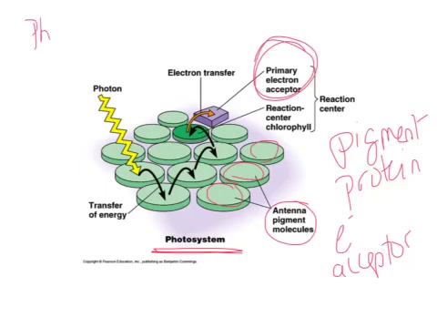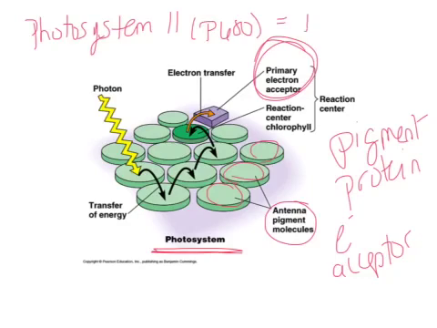I've got what's called photosystem 2. And yes, I know I'm out of order here. Photosystem 2, which is sometimes called P680. We won't really refer to it as that. You may see me abbreviate it, though, as photosystem 2. And then we also have what's called photosystem 1.